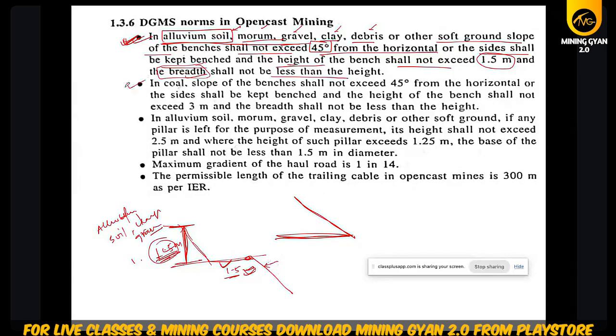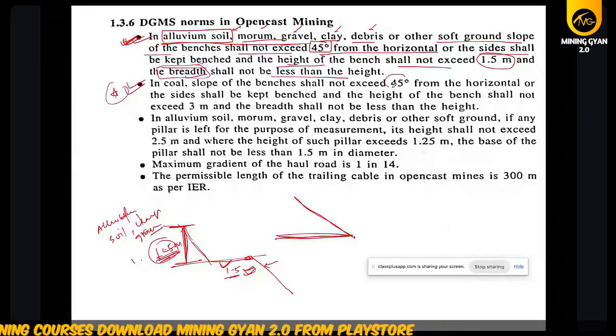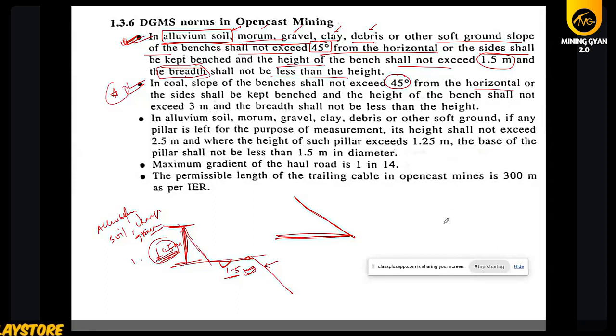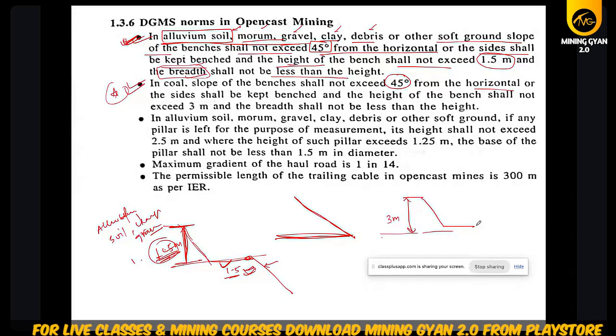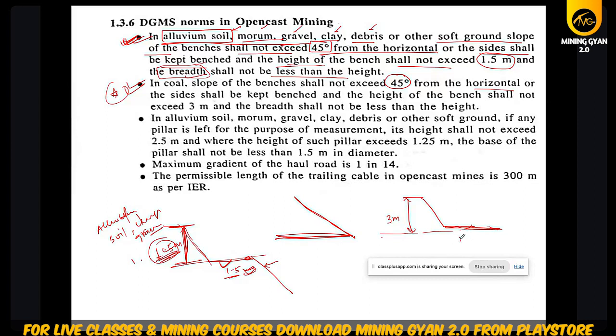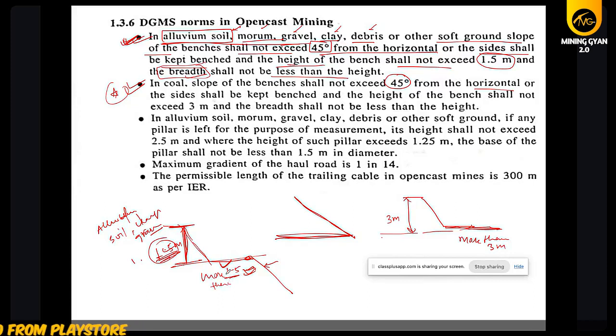Okay, second point, the coal slope of the bench should not exceed 45 degrees from the horizontal, or the sides shall be cut in benches. For coal, the height of the bench should be 3 meter and the breadth should not be less than the height. So the breadth should be more than 3 meter. So these points you should remember for coal.